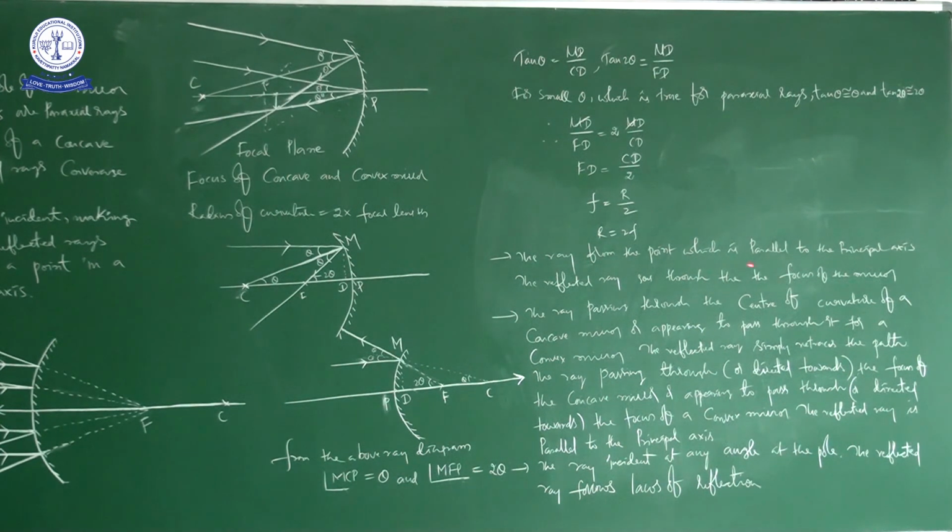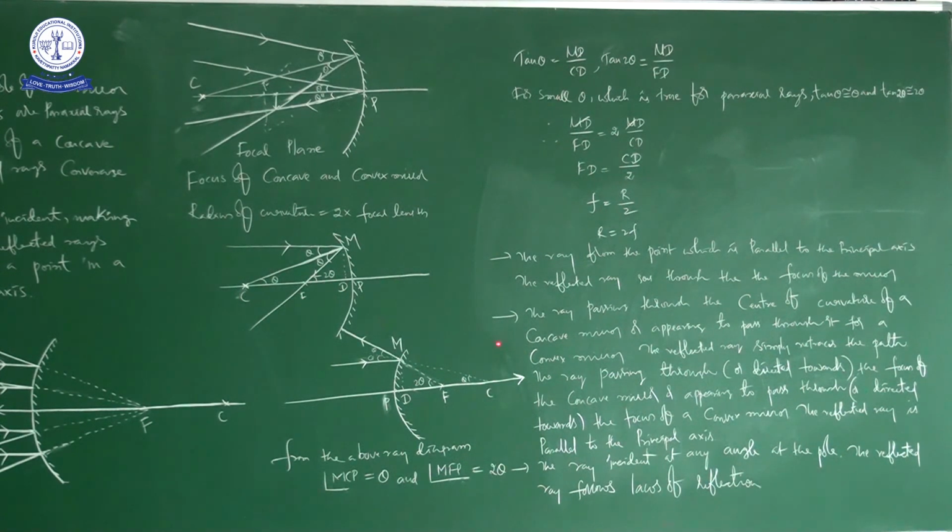from the point which is parallel to the principal axis, the reflected ray goes through the focus of the mirror. You can see this example. See this. This is the ray which is parallel to the principal axis. After reflection, how is it going? It is passing through the focus. Observe carefully. It will pass through the focus of the mirror.